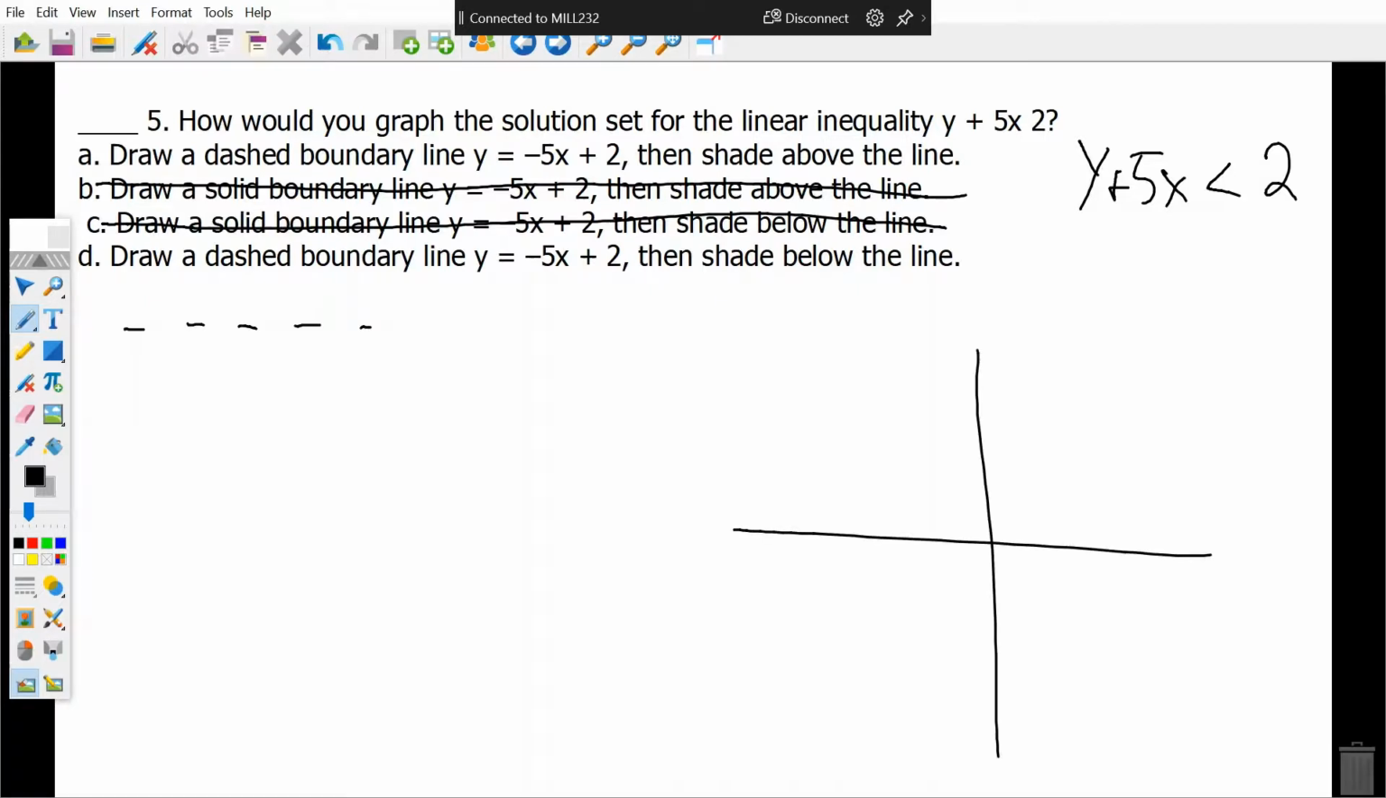So I take my equation, y plus 5x is less than 2, and subtract 5x from both sides to get the y by itself. Y is less than negative 5x plus 2. Okay, I draw my line. My y-intercept's at 2. My slope is negative 5 over 1. Down 1, 2, 3, 4, 5 over 1.